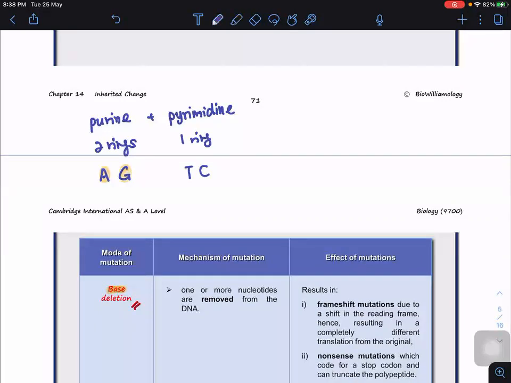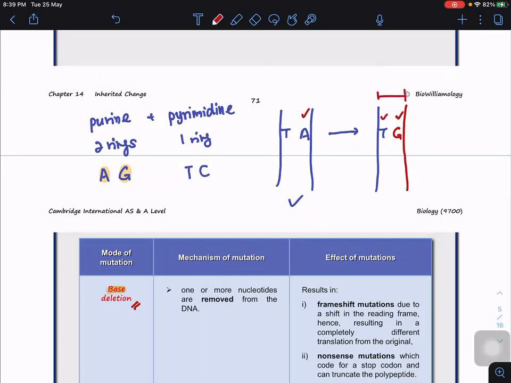So for example, just now I said that if here is T, by right we have to add A. This is correct. But in the transition mutation, I have T and now I add in G instead of A. Because we know that A and G are both purines with 2 rings, and T is 1 ring, the length or the diameter of the DNA still remains the same. So this kind of mutation is more common, compared to the other one called transversion.